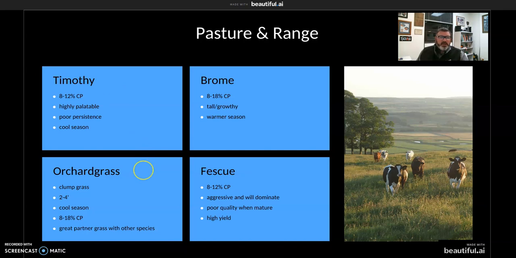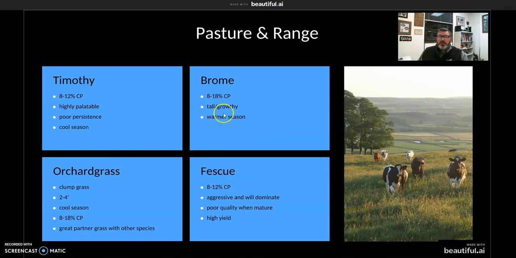Orchard grass, very, very common. It's a clump grass that grows to 2 to 4 feet in height. Another cool season grass, so it comes on in the fairly early spring. Pretty similar crude protein range, and it's a great partner grass with a number of other things. So oftentimes when you seed pasture or grass hay fields, you're going to seed orchard grass with timothy, perhaps even with fescue, or maybe even with brome.